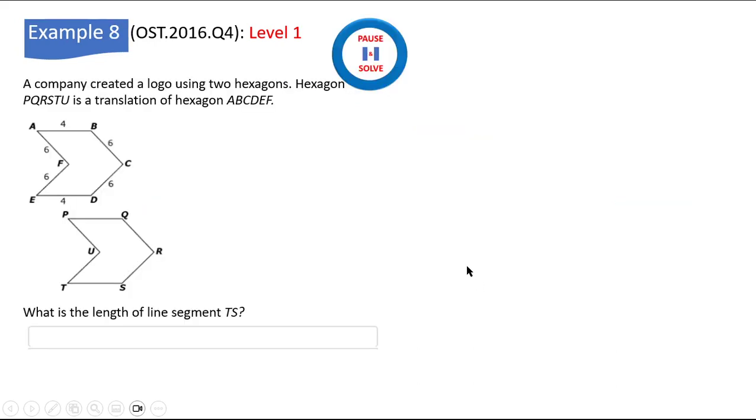Example 8. This is another example which is really simple. A company created a logo using two hexagons. Hexagon PQRSTU is a translation of hexagon ABCDEF. What is the length of line segment TS? TS, obviously the same as this here, which is 4.